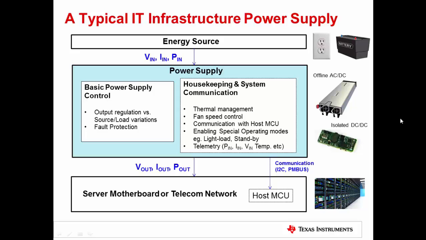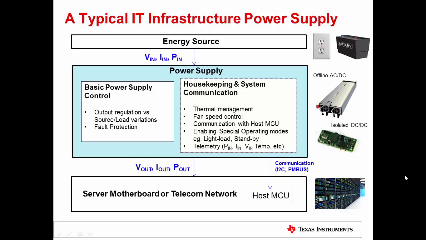Another example, the energy source could be a battery, and the power supply, an isolated DC to DC telecom module, which does the same to a telecom network. Next, if we take a look at what goes on inside the power supply, there are two basic kinds of tasks. On one hand, there is the basic power supply control task, which involves delivering the regulated voltage, current, or power in a safe manner to the electronic load.